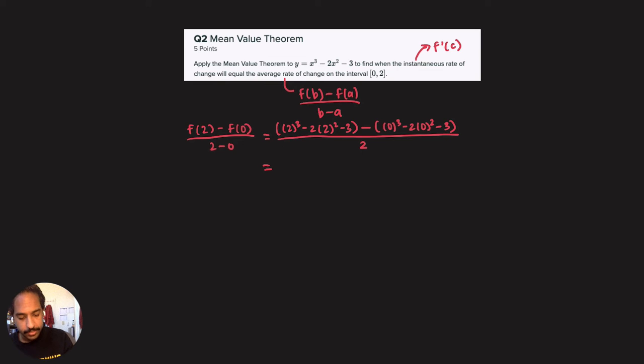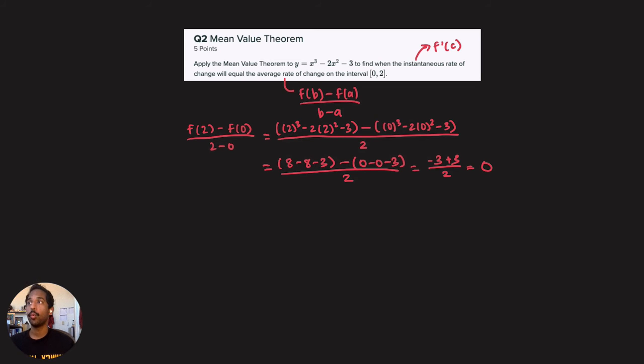2 cubed is 8. 2 times 2 squared is the same as 2 cubed, so 8 minus 8 minus 3, minus 0 minus 0 minus 3, over 2. This will give us negative 3 plus 3 over 2, which will be 0, because negative 3 plus 3 is 0. 0 over anything is 0. So we find the average rate of change is 0.